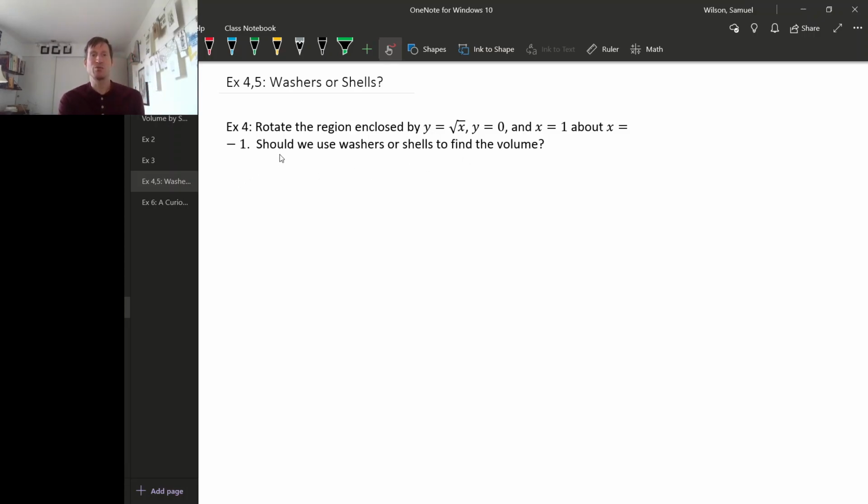So let's start out with this one. We'll rotate the region enclosed by the square root function, y equals 0 and x equals 1, about the line x equals minus 1. So let's draw a picture of that just to see what it looks like. So x equals minus 1 is the axis that we're going to rotate around.